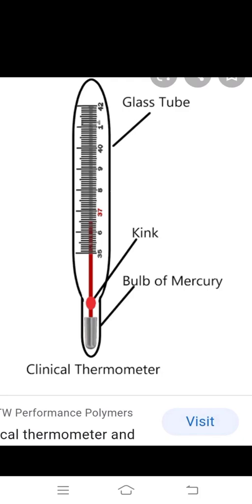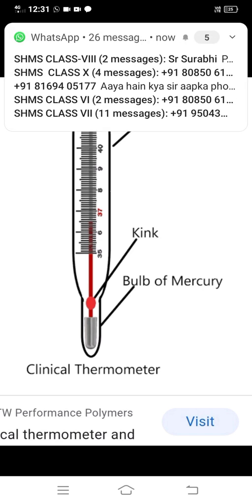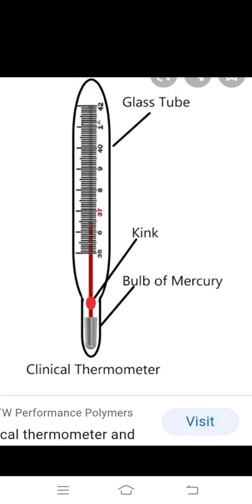Good morning, students. Class 7, General Science, Chapter 5, Heat and Cold. Today I am going to explain heat and cold. In our day-to-day life, we come across a number of objects. Some of them are hot and some of them are cold. Tea is hot and ice is cold.